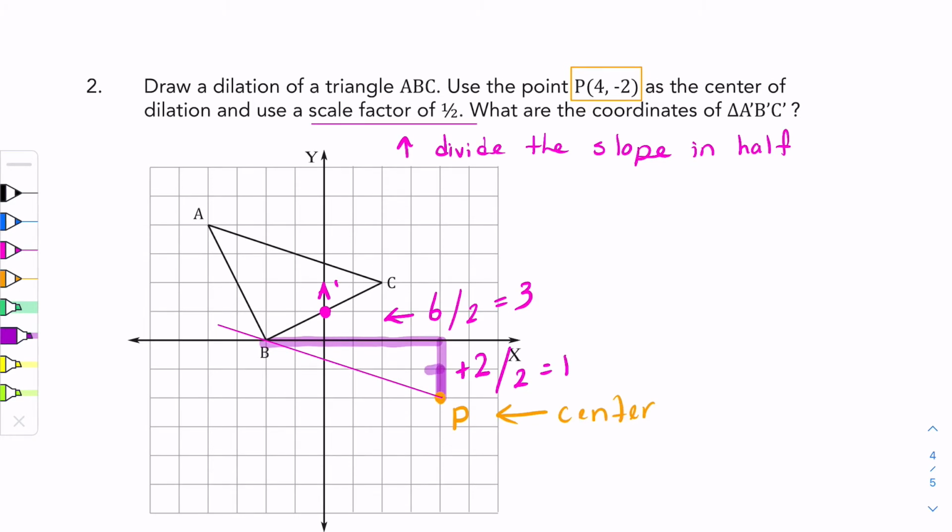Up 1 over 3. Make sure it's on that line we sketched. It is. That is point B prime. Again, when I'm talking about the line, I'm talking about this one.